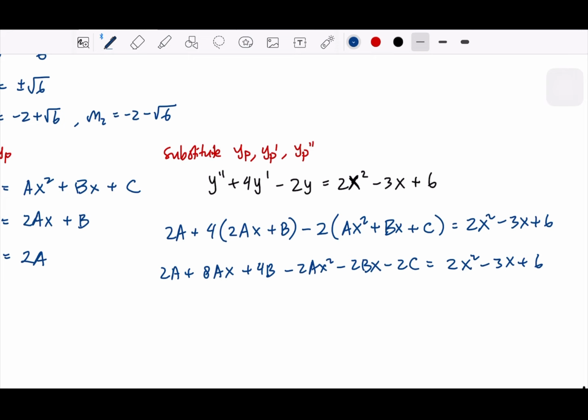Okay, we start from the x squared. Let me write x squared as ax squared. I think we don't have any other x squared. And then plus, let me factorize x. So 8a minus 2b. And then the rest is plus 2a plus 4b minus 2c.